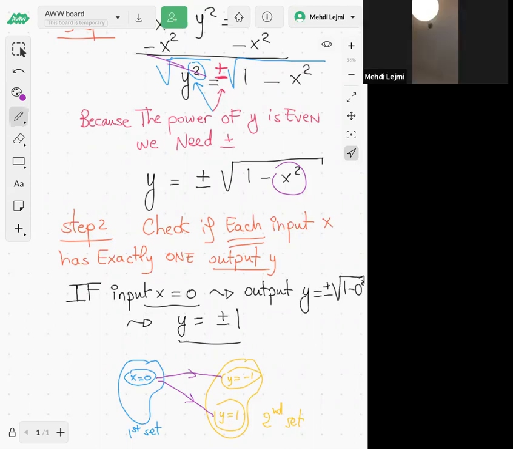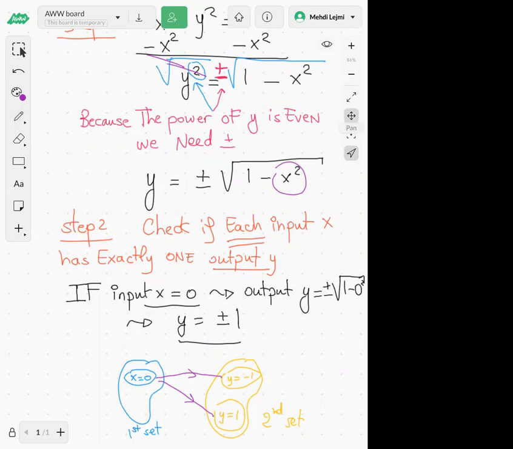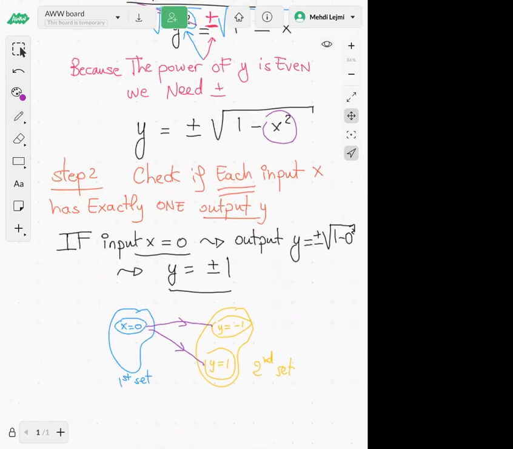Right, so in this case, this equation, or this correspondence, or this relation, actually doesn't represent a function. It's not a function. Yes, I have a quick question. Yes.